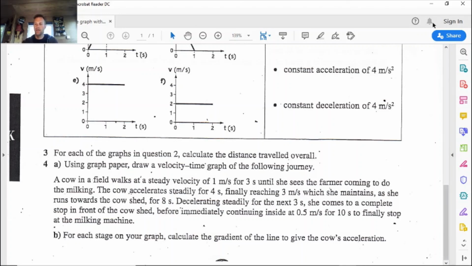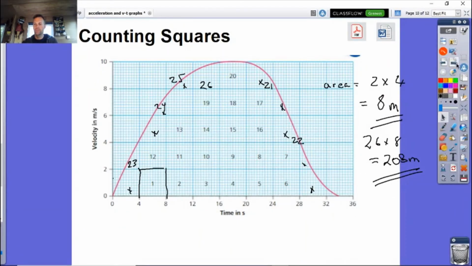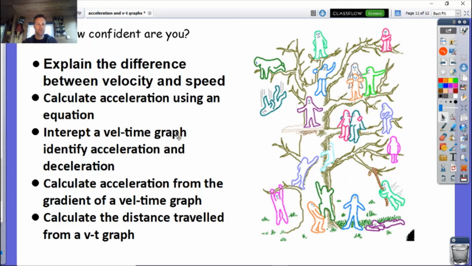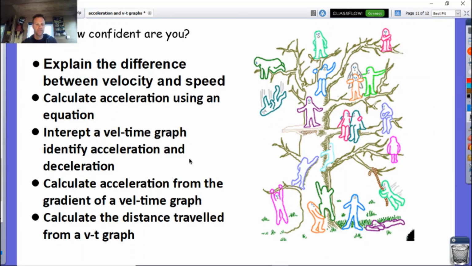Okay, so what I've been through now means I should be able to interpret a velocity time graph, identify acceleration and deceleration, calculate acceleration from the gradient of a velocity time graph, and also calculate the distance traveled.